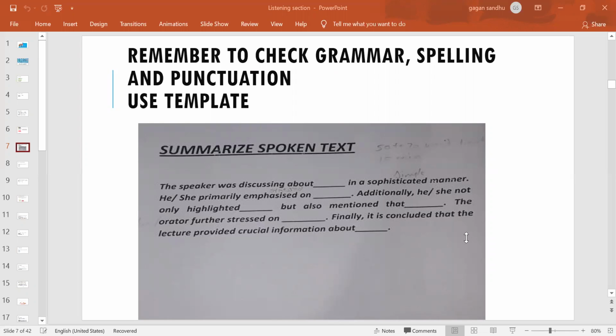I'm reading, Selena, your answer, right? The speaker was discussing with highlighted the physical, the, not on.